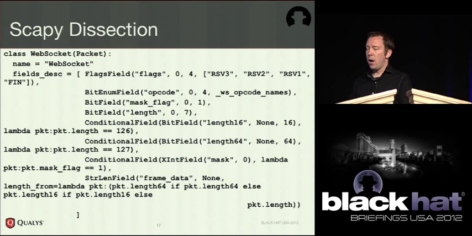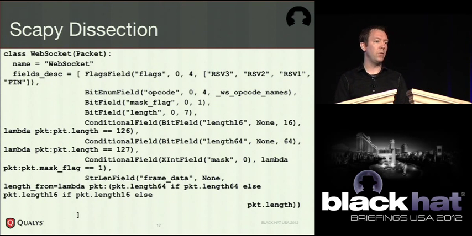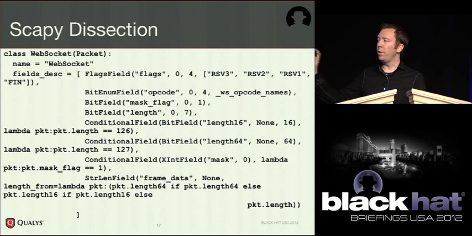I mentioned how simple the protocol is. Here's basically just about all you need to dissect a WebSocket data frame using Scapy. So it is that self-contained, it is that simple. And really the only confusing part is just trying to figure out: is the length 7, 16, or 64 bits?